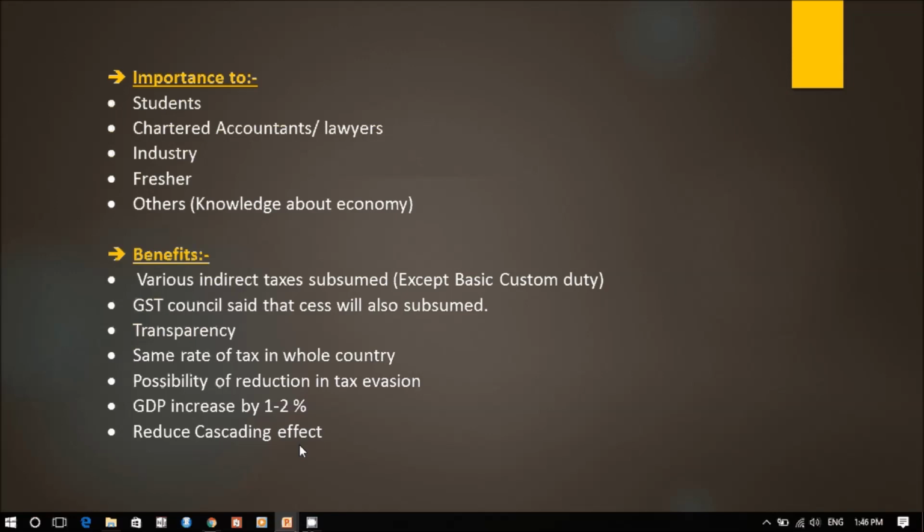So the GST Council said that the cess will also be subsumed under the GST rate. GST would encourage transparency. How? There would only be a single structure of the indirect tax, so everyone would have a clear-cut idea about the tax regime and how tax is going to be levied. There are no various sorts of taxes, so it will bring transparency.